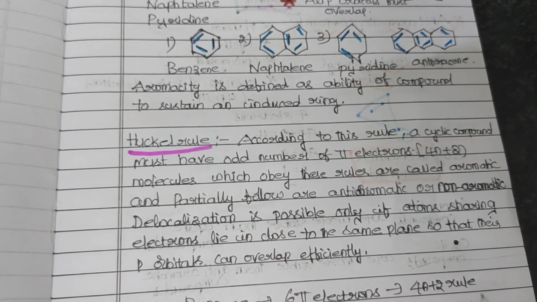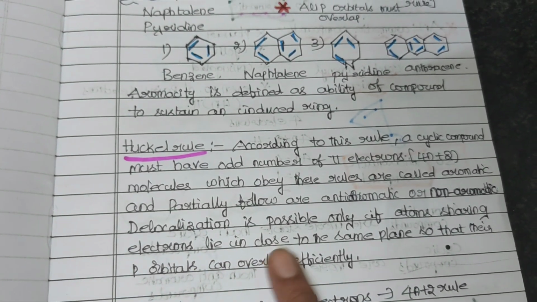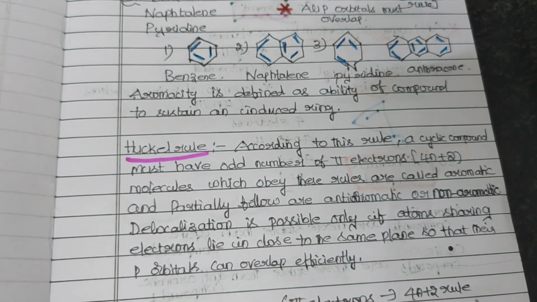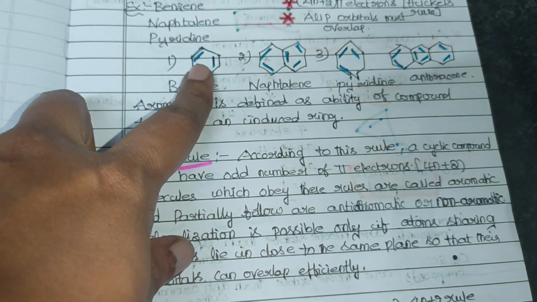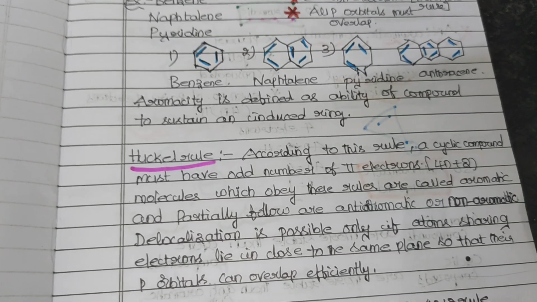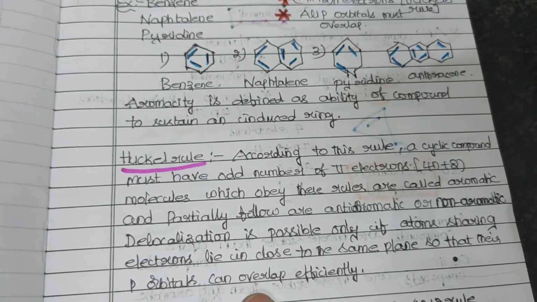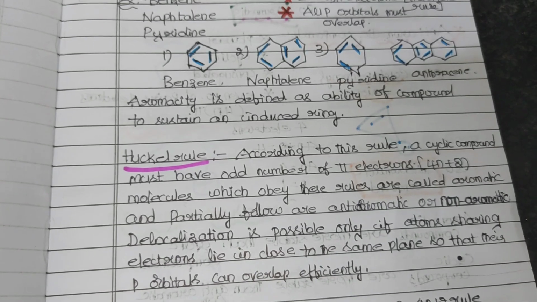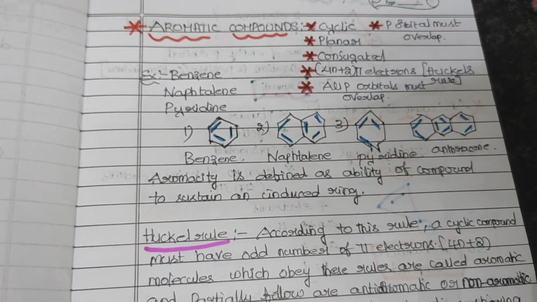Then delocalization is also possible only if atoms sharing electrons lie close to the same plane so that their p orbitals can overlap efficiently. So when the p orbitals overlap efficiently only, then delocalization takes place. So there is a connection between the p orbitals overlap and the delocalization. So what is delocalization of p orbitals?